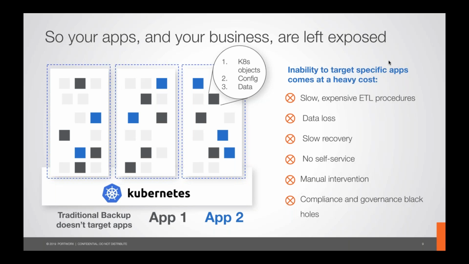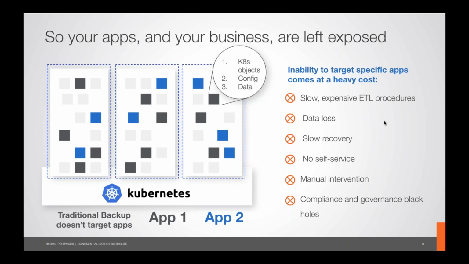And if I want to back up my application, I need to be able to target a particular application, app 1 or app 2, and not just the data, but also those Kubernetes objects, also that configuration. It's that group of objects that compose my application. And if I can't target that, then there's a heavy cost associated with my operations.